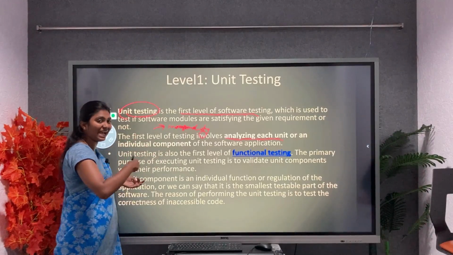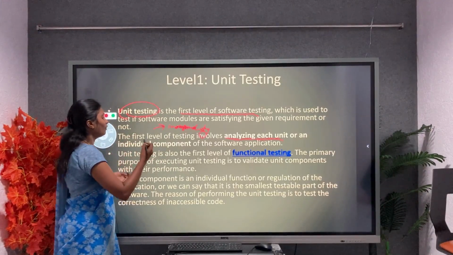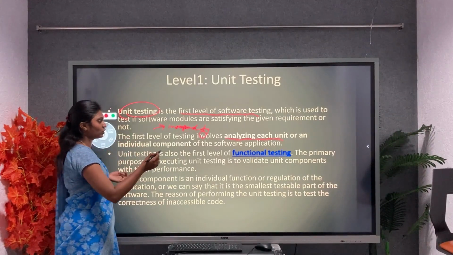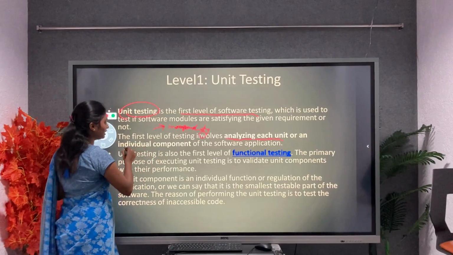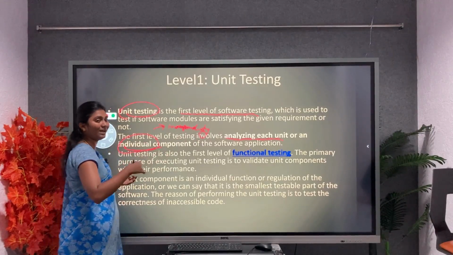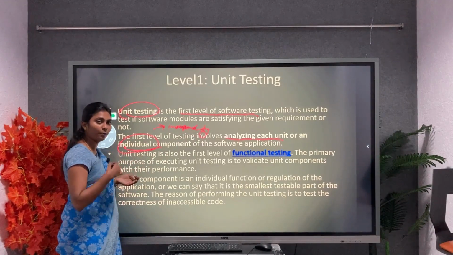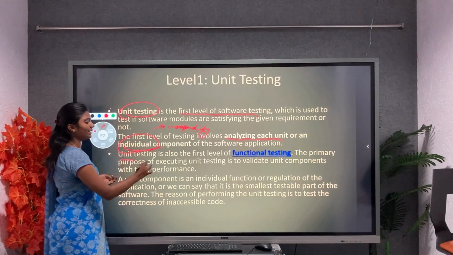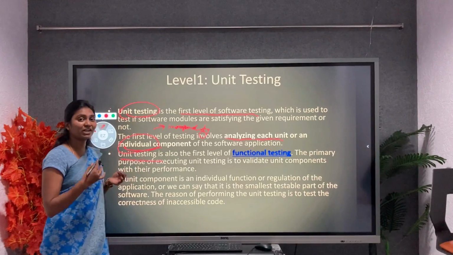So it will analyze each unit of the application, to develop the application. Analyzing each unit is nothing but analyzing the individual components to develop the application. Next point, unit testing is also a functional testing.